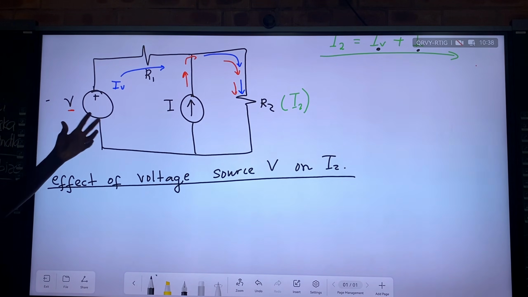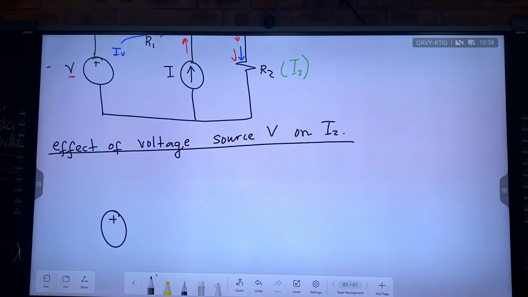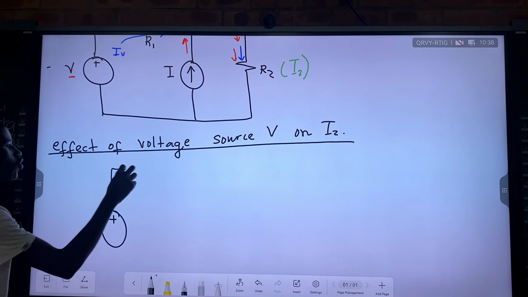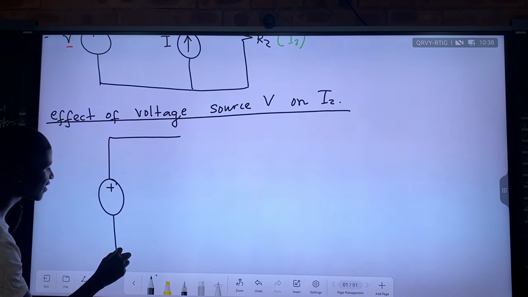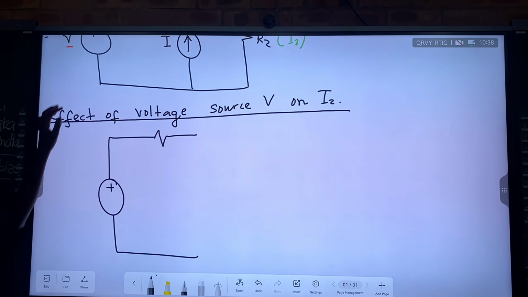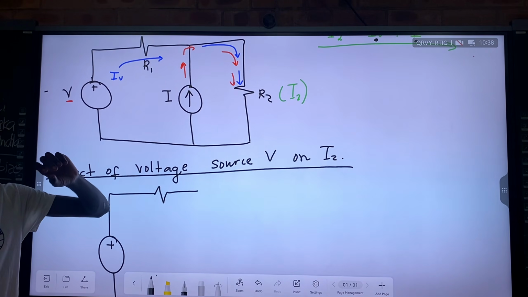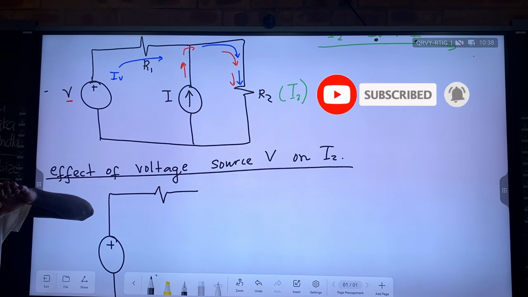We are going to redraw our circuit, only indicating our voltage source with the plus sign like this. Now when we want to remove the current source, what do we actually do? We open the circuit, because we know that current cannot flow across an open circuit.